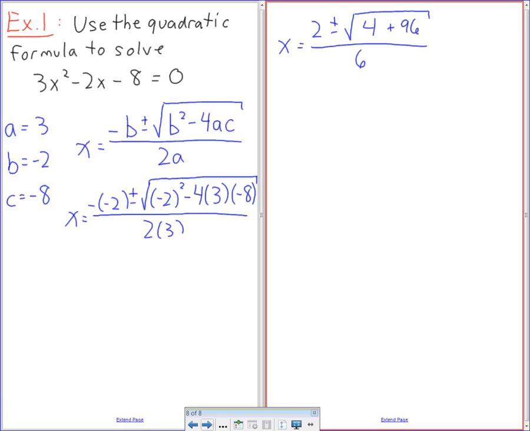Okay, I'm going to take a step back and make sure that we're clear on where all those came from. So what we did was negative 2 is just positive 2. Negative 2 squared is equal to 4. Negative 4 times 3 is negative 12, and negative 12 times negative 8 is positive 96. All right, so you just have to be accurate on that.